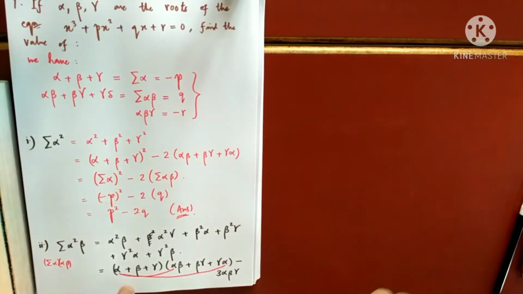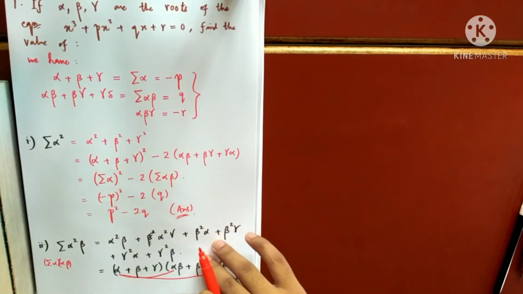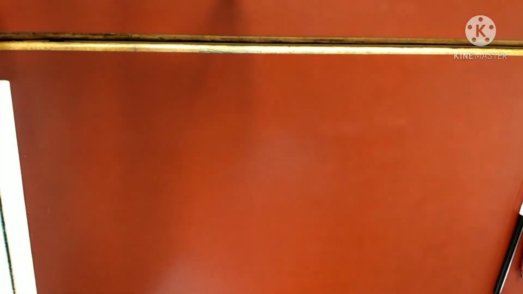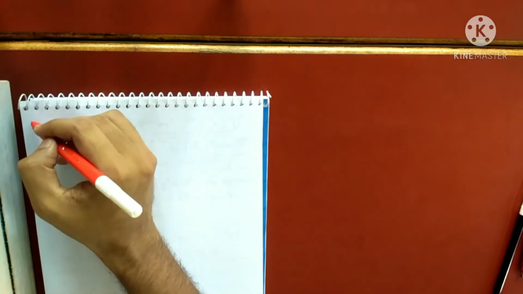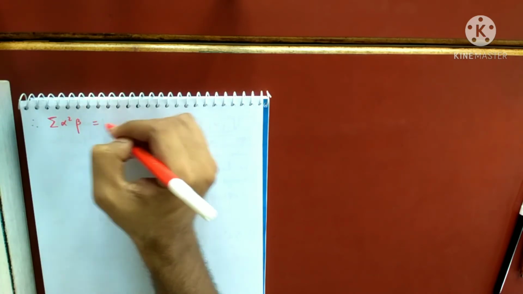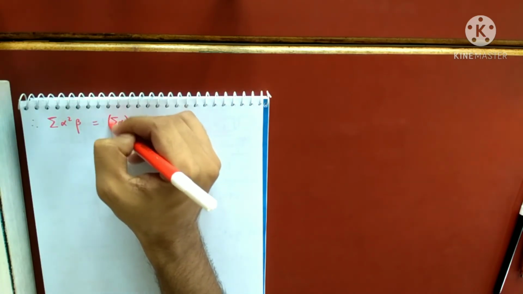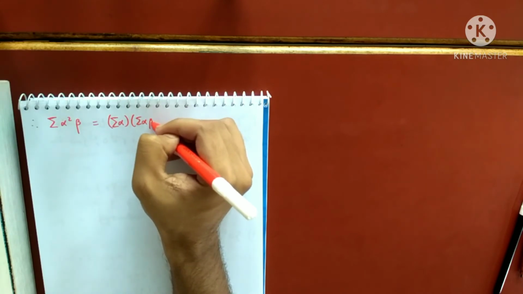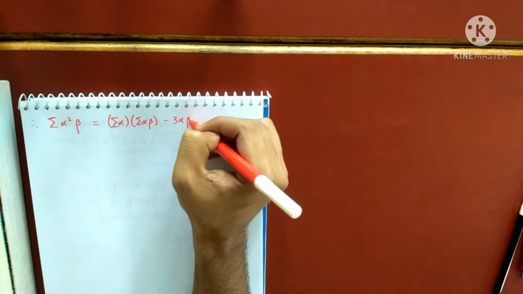So this is nothing but summation alpha into summation alpha beta. So this was the hint from here. Okay, we have the summation alpha into summation alpha beta minus 3 alpha beta gamma. Okay, so let me write that down. What I have got: we were finding the value of summation alpha square beta. This is summation alpha into summation alpha beta minus 3 alpha beta gamma.